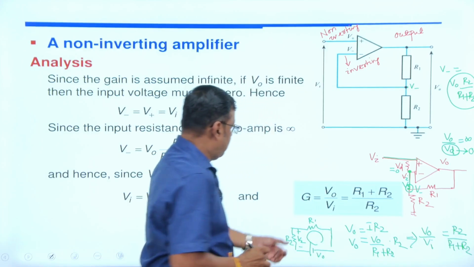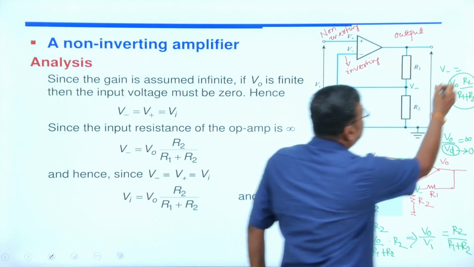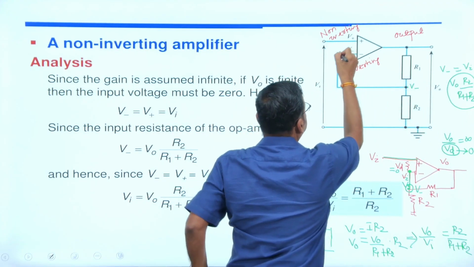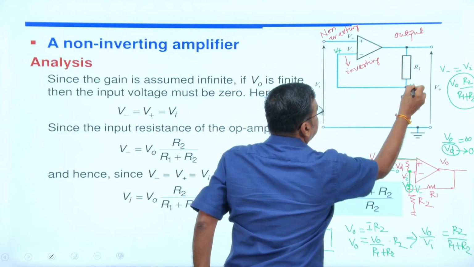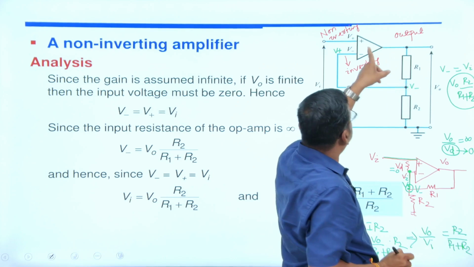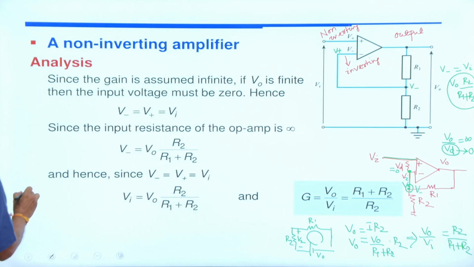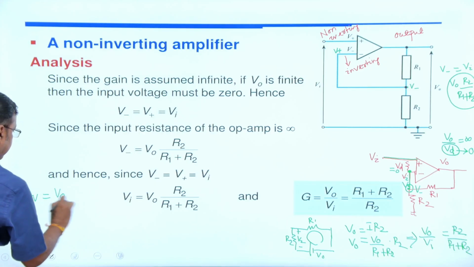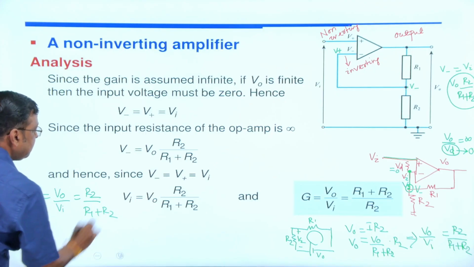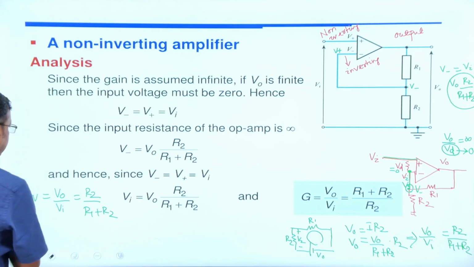V minus here, that is nothing but your Vi. Because of the virtual ground concept, V plus, this voltage, is also V plus. So V minus equal to V plus equal to V0 into R2 by R1 plus R2. Then V0 by Vi equal to R2 by R1 plus R2. So here the gain AV equal to V0 by Vi equal to R2 by R1 plus R2. Sorry, V0 by Vi, just slightly modified here.